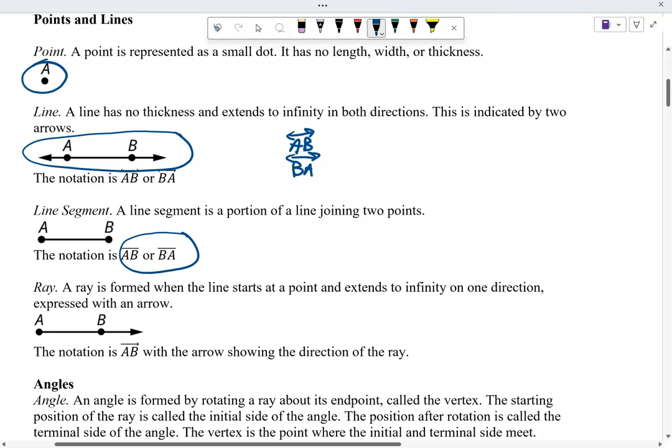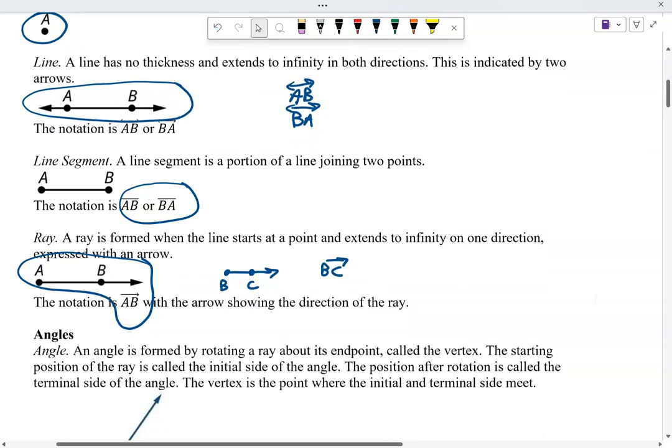A ray, though, is directionally oriented. So if you're going from, let's say, B through C, you would say ray BC, right? Or ray AB starts at A, goes through B. So there is a direction to that.